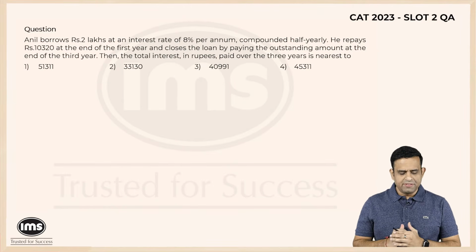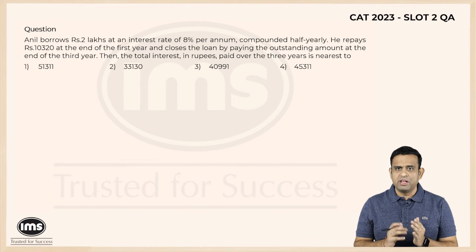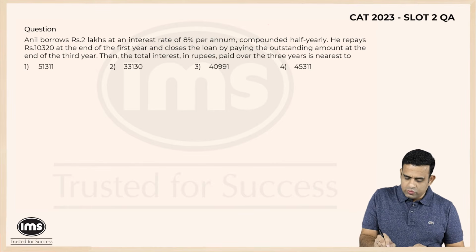In the next sum, it is given that Anil borrows rupees 2 lakh at an interest rate of 8% per annum, compounded half yearly. That means for each period of 6 months, the rate would effectively be 4%. So one can say 4% for every 6 months.